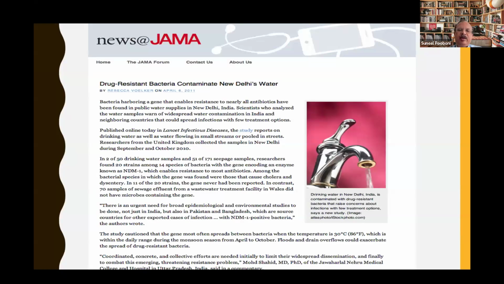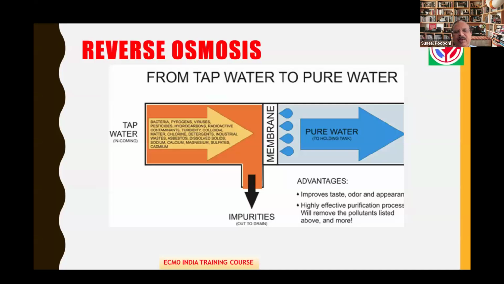It is not surprising to know that the water we consume, the water that is supplied to all of us, contains these drug resistant bacteria. They are there in the water, they are there in the soil, and there are enough studies showing that they are ubiquitous. To get rid of this bacteria from the running water, the tap water has to be subjected to reverse osmosis process.